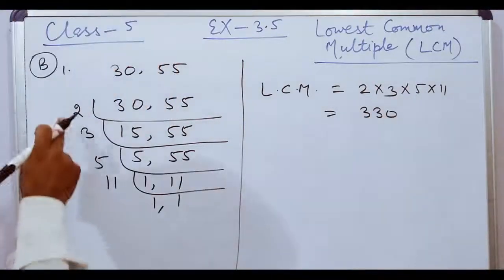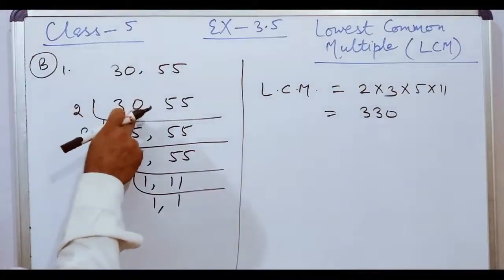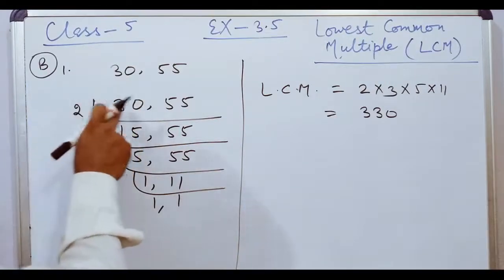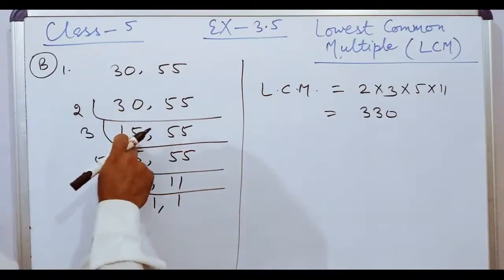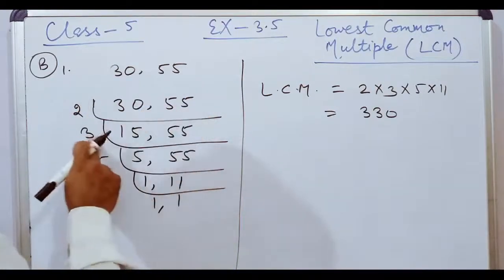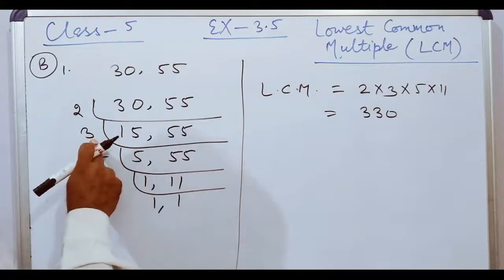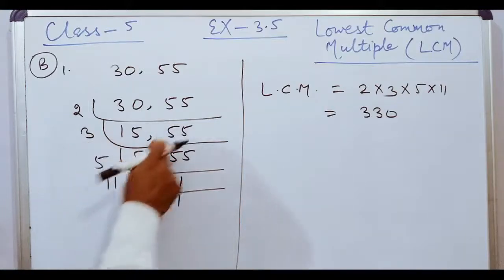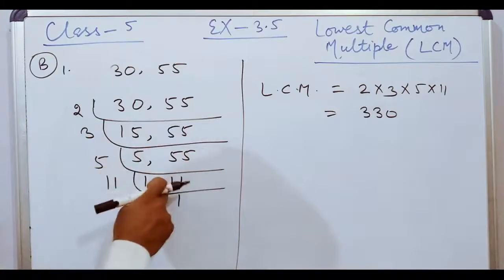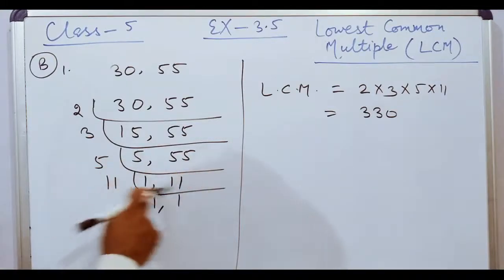Again I am telling you, you have to see whether the number is even or odd. It is even with 0, so we have to divide first by 2. Then it is 15, and 55 is not divisible by 2, so we will write it the same. Now 15 is divisible by 3, so 3 5s are 15. 55 is not divisible by 3, so we will write it the same. Now by 5, 5 1s are 5, 5 11s are 55. Now 11, so 1 should become at last.